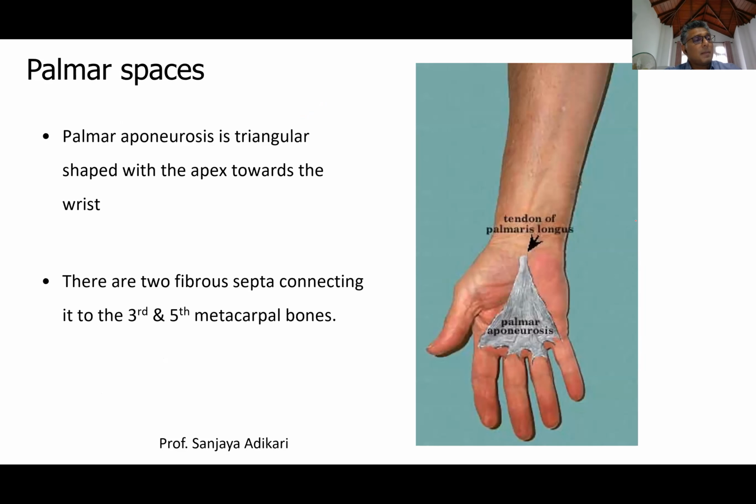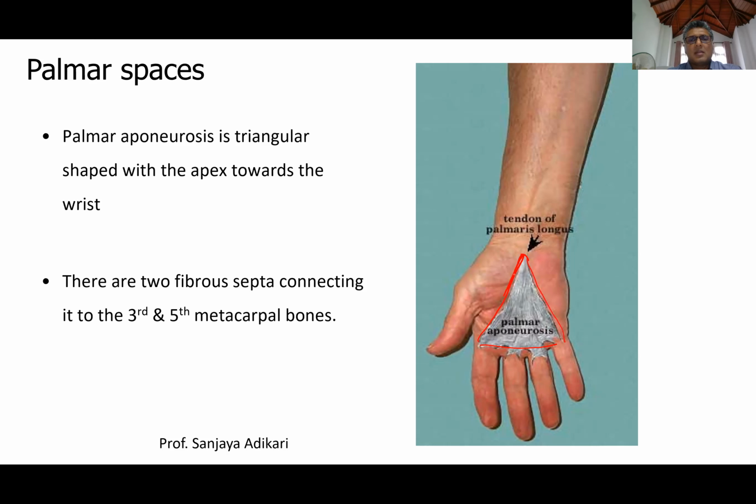Then palmar spaces. Palmar aponeurosis is a triangular shaped structure with the base distally and the apex proximally here. Now there are two fibrous septa. One is attached to the lateral border of the palmar aponeurosis. The other one is attached to the medial border of the palmar aponeurosis.